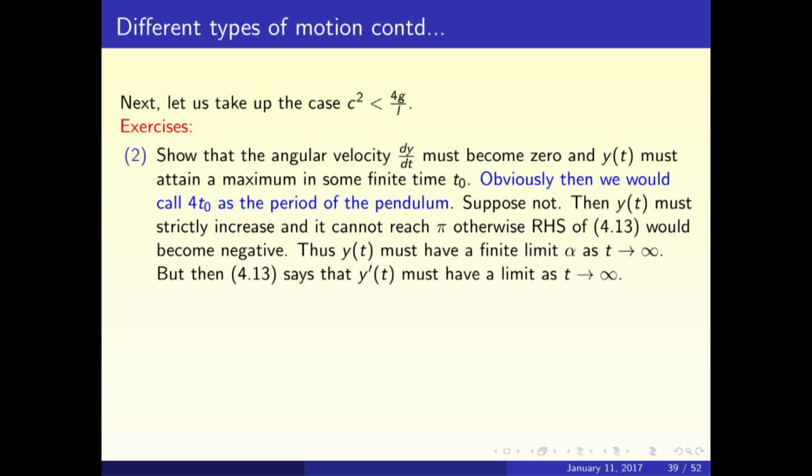So the angle of the pendulum, y of t, can never reach pi. So we see that y of t is monotone increasing and it doesn't come anywhere close to pi. So it must have some limit as t goes to infinity. y of t must have a limit alpha as t tends to infinity. Remember, a monotone increasing function must either go to infinity or it must have a finite limit. This finite limit cannot be pi, and so it has to be less than pi. That's what we have seen.